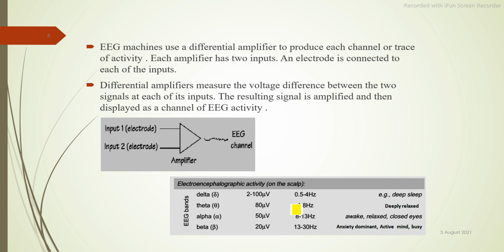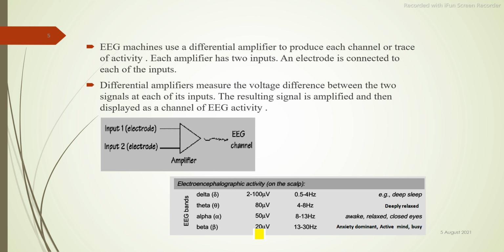Coming to theta, the voltage amplitude is 80 microvolt, and it falls in the frequency band of 4 hertz to 8 hertz, and this signal can be captured whenever a person is in a deeply relaxed condition. The next one is alpha. Alpha has an amplitude of 50 microvolt, and it falls in the band of 8 hertz to 13 hertz. This alpha signal can be captured when a person is awake and relaxed, or in a closed-eye condition.